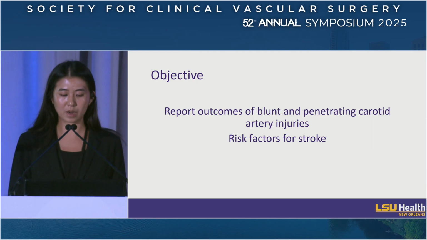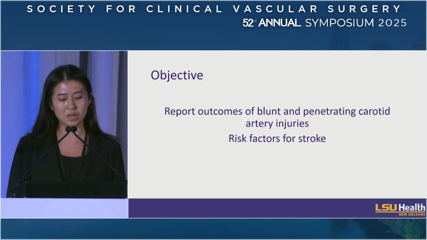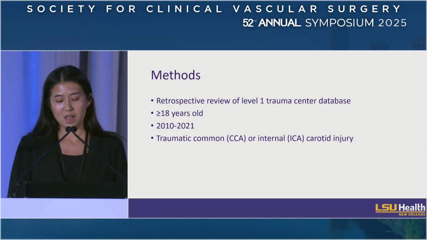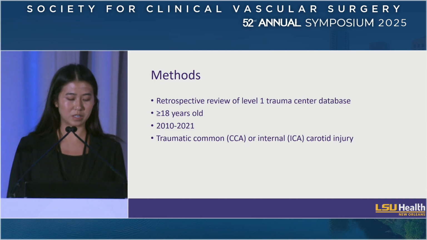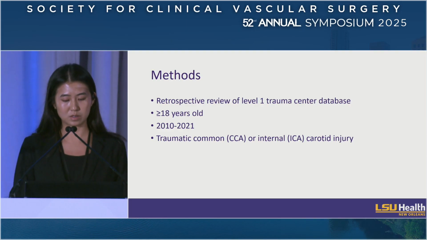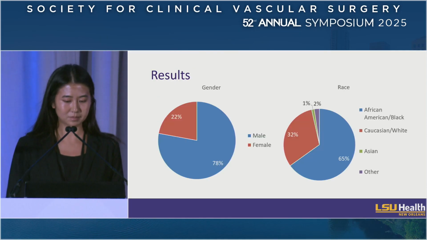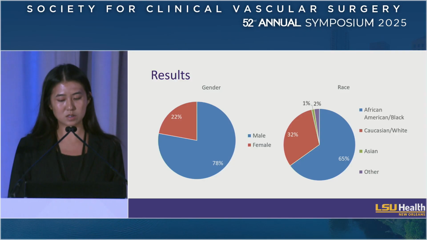So our objective was to report outcomes of blunt and penetrating carotid artery injuries and investigate risk factors for stroke. We performed a retrospective review of a prospectively maintained Level 1 trauma center database, and we identified patients 18 years and older with traumatic common and internal carotid injuries from 2010 to 2021. Univariable logistic regression analyses were performed to identify the variables that were associated with stroke. A total of 86 patients were included in the study with a median age of 31 years, and these are their demographics.